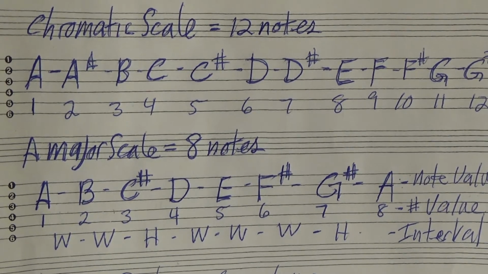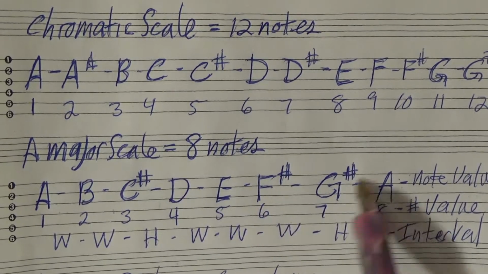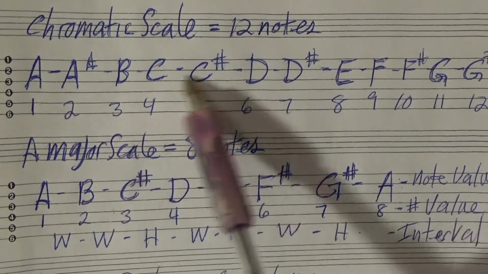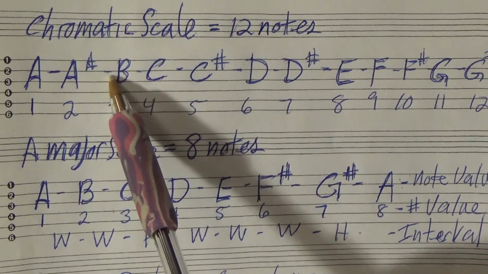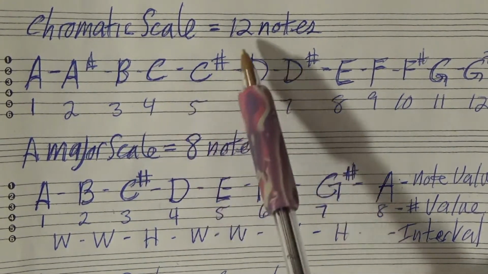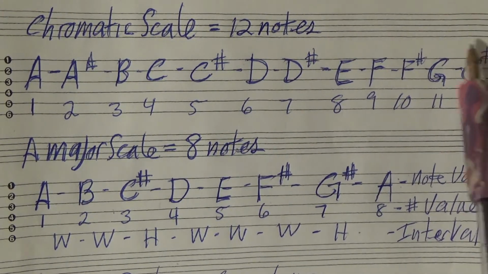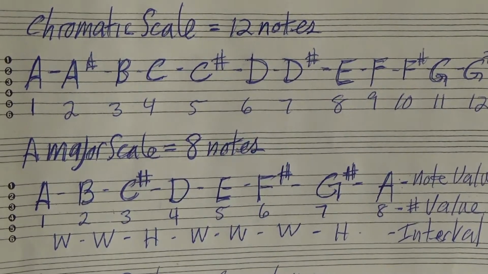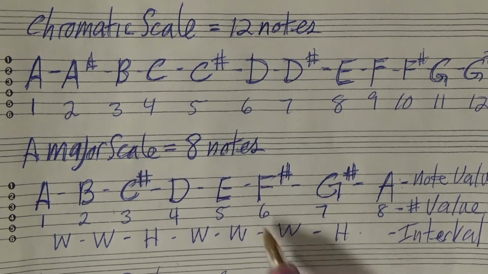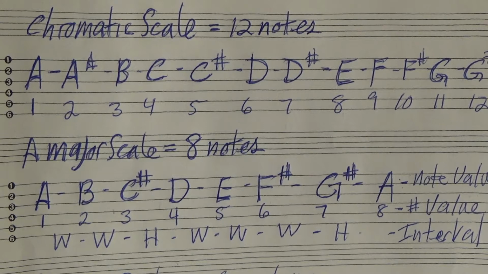Okay, now in the key of A, we have 3 sharps: a C sharp, an F sharp, and a G sharp. Okay, so out of the chromatic scale up here, we're taking the A, the B, the C sharp, the D, the E, the F sharp, and the G sharp. Those are the notes that we're taking out of the chromatic scale to form a major scale. Now you say, well, how do we know that the C and the F and the G are sharp? Well, because of our intervals. Now the interval is the distance between 2 notes.